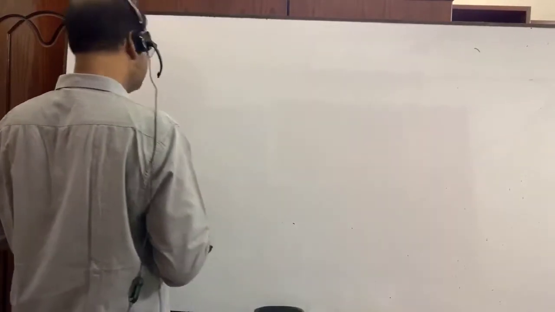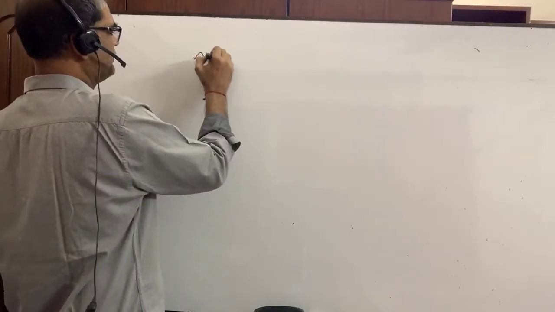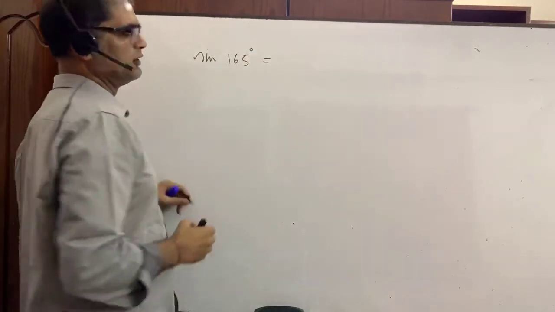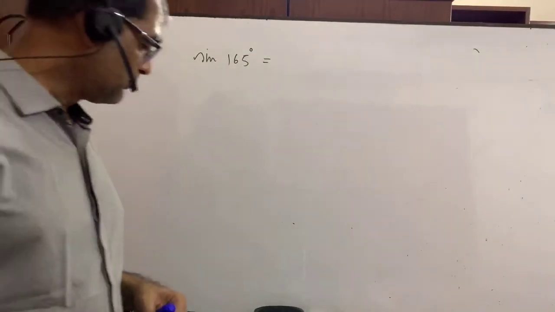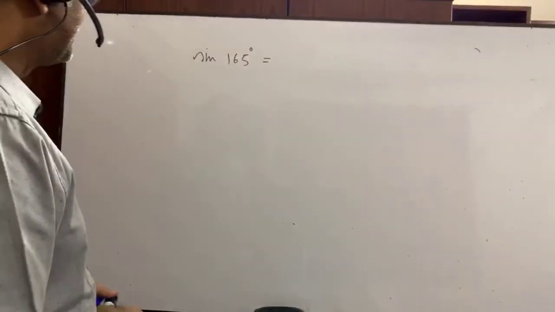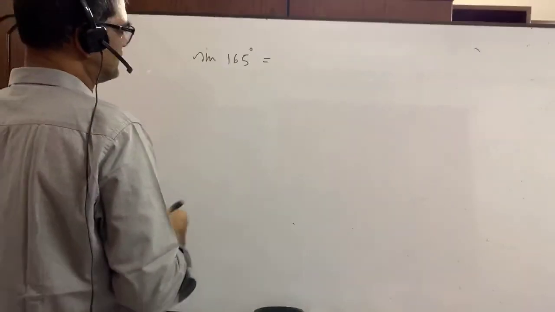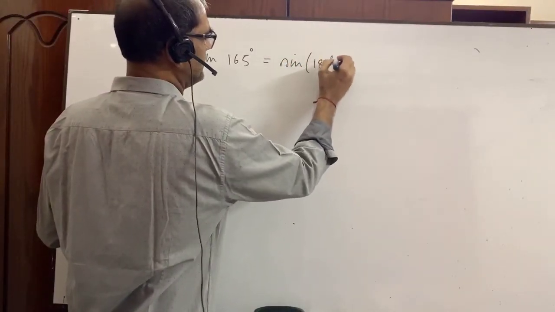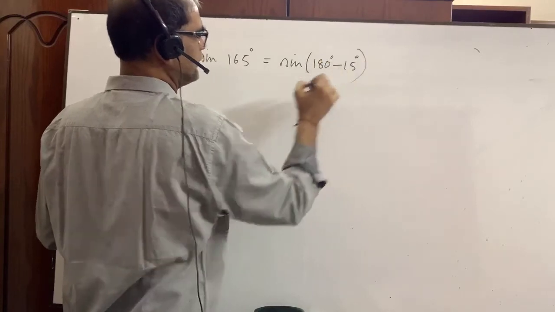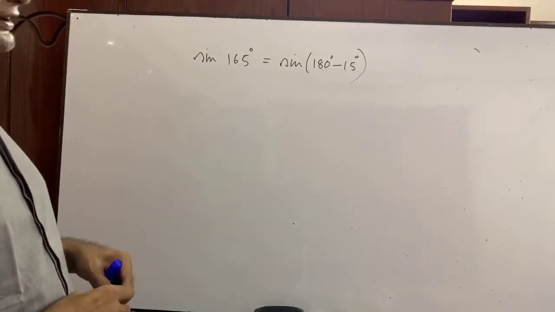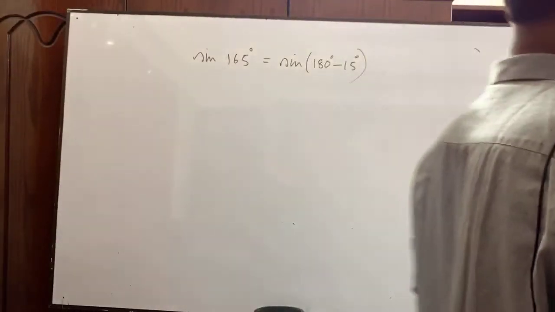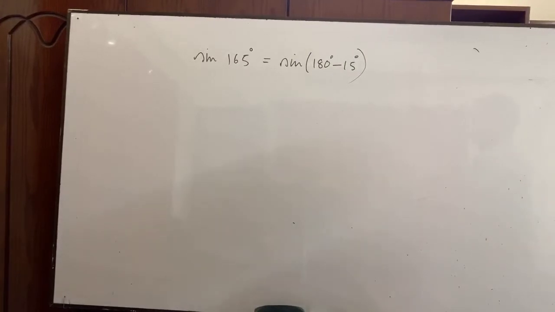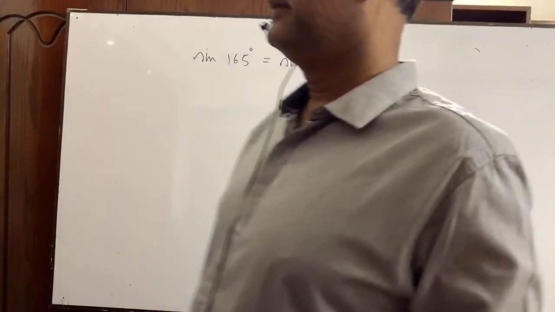Now, but if the math is given like this, sine of 165, how to find this value? Can you do it? Sine of 165, you please pay attention. This math can be done as sine 180 degree minus 15 degree. 180 minus 15 is equal to 165. Have you got it?